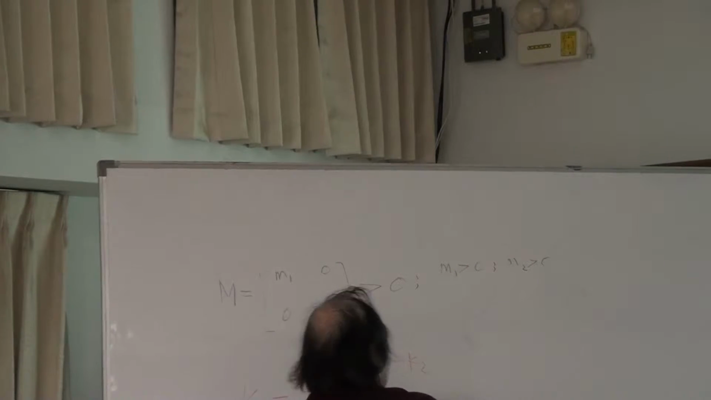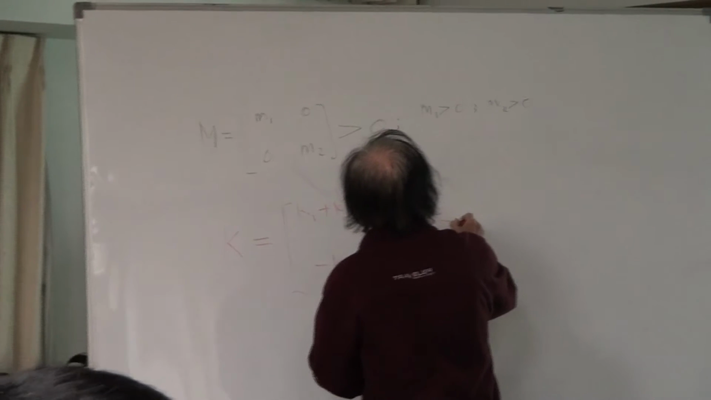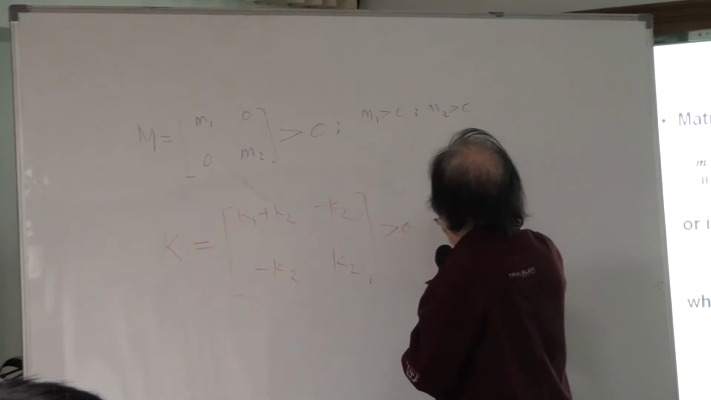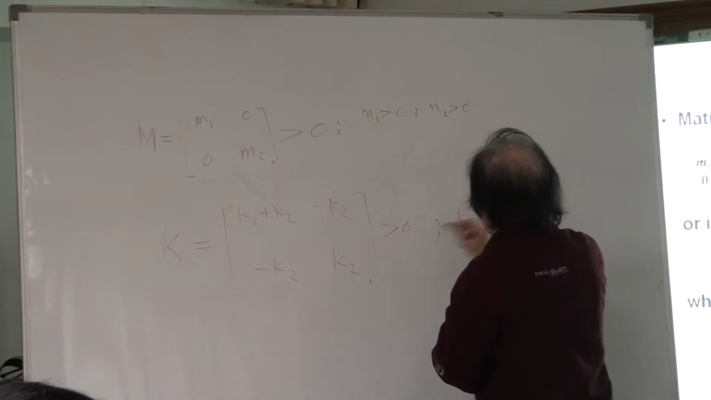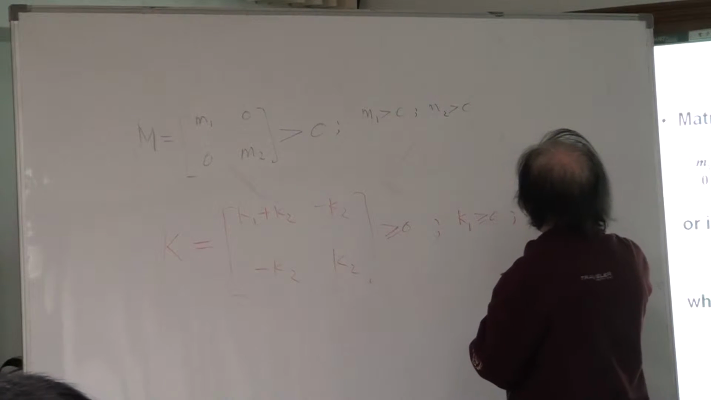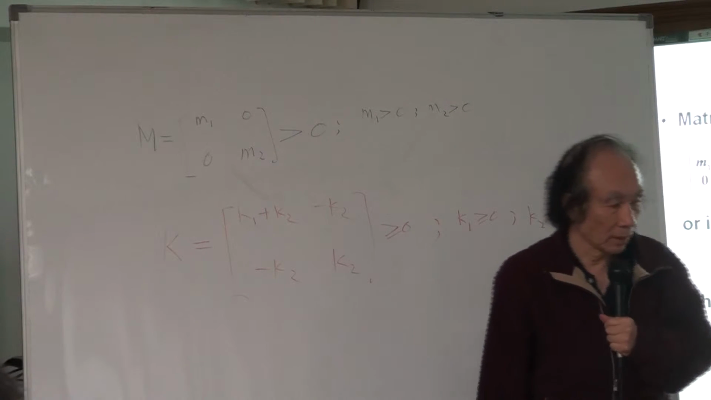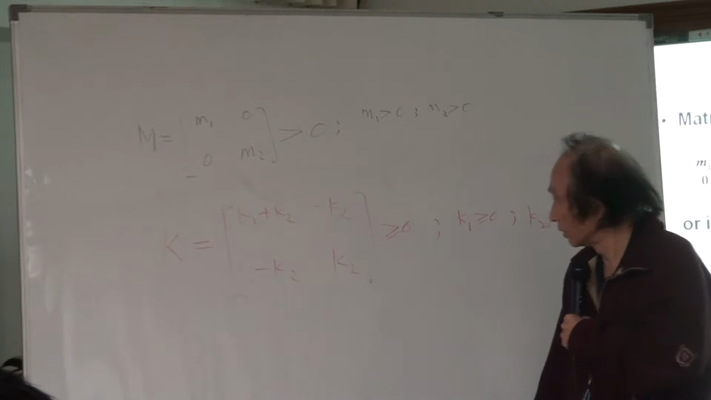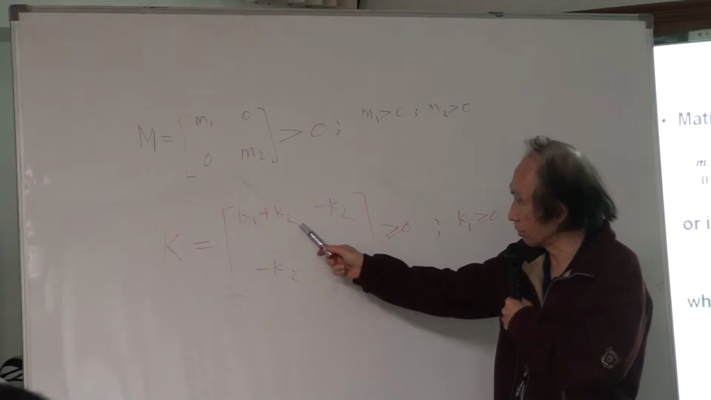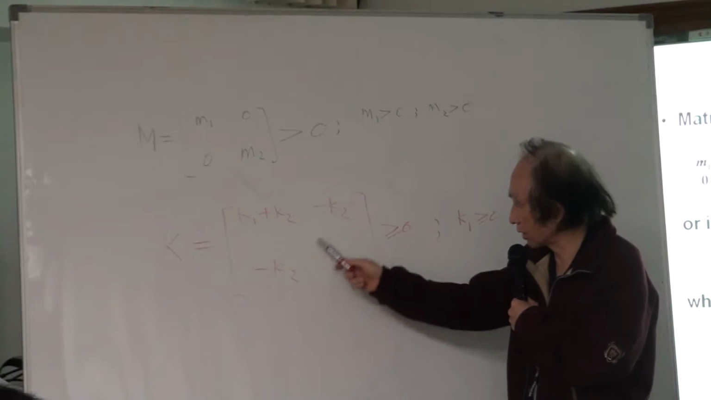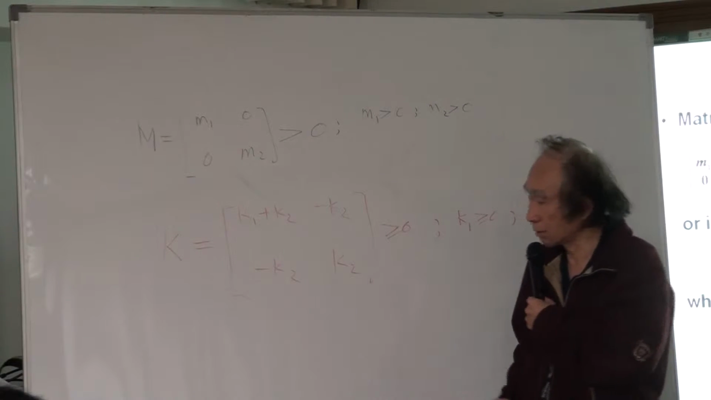Minus K2, then K2. This is larger than 0, and we know that K1 is larger than or equal to 0, and K2 is larger than or equal to 0, right? Okay. Well, if you look at this carefully, we know K1 plus K2 is larger than or equal to 0, K2 is larger than or equal to 0, but minus K2 is negative.